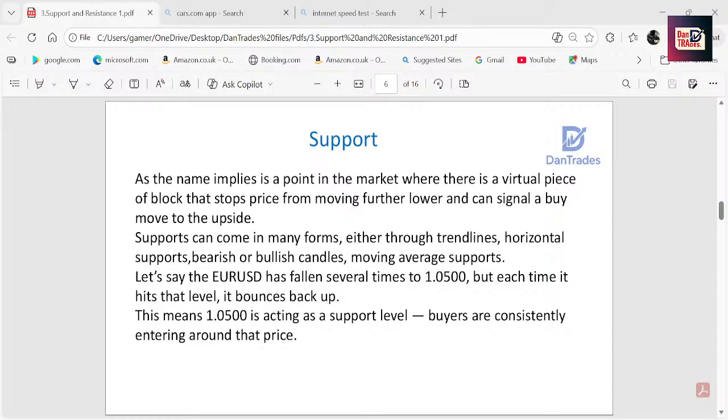So what does support mean? Support is a key deal for buyers or bullish participants, where they believe that in a particular area, that area is acting as a floor. So anytime price gets there, price is going to bounce back upwards. That's what support is saying.